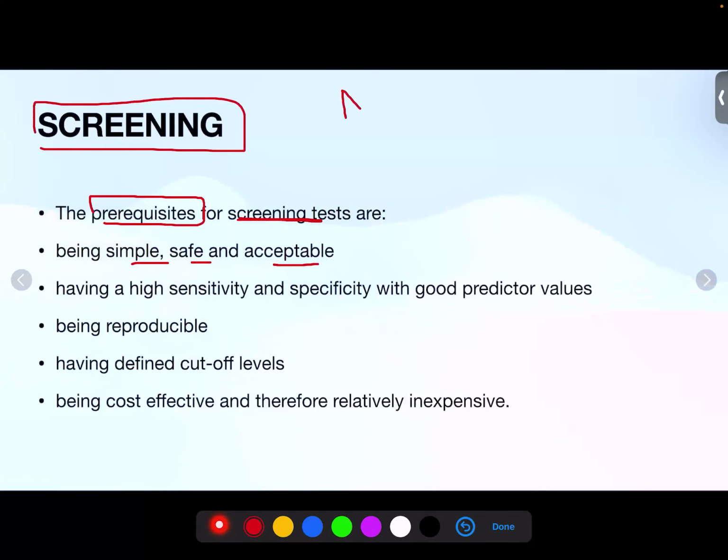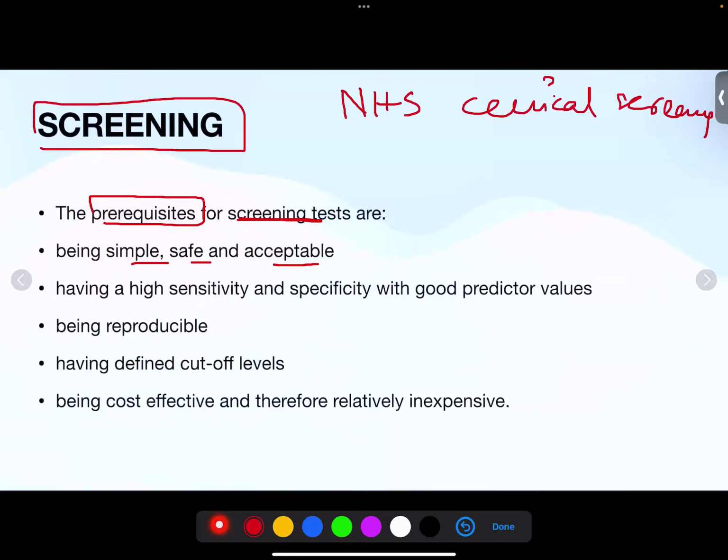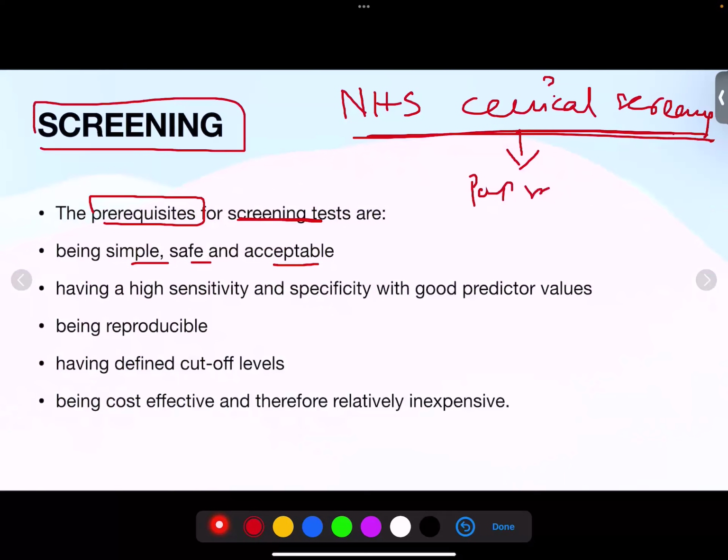Like, you know that we have an NHS cervical screening program. Okay, so this is an example of a screening test. And this NHS cervical screening program uses a pap smear test. Okay, so it is very simple, very easy, and acceptable for most women. So this is how screening tests are adopted.